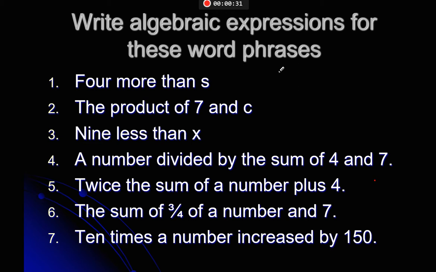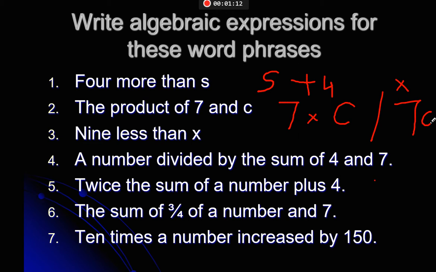Now, for the first one, 4 more than s. Let's say s is any variable we are considering. So what can we write? s plus 4. That should be the expression. Now the next one is the product of C and 7. How to write the product? Product is nothing but the multiplication sign. So we can write 7 multiplied by C, so we can write just 7C.